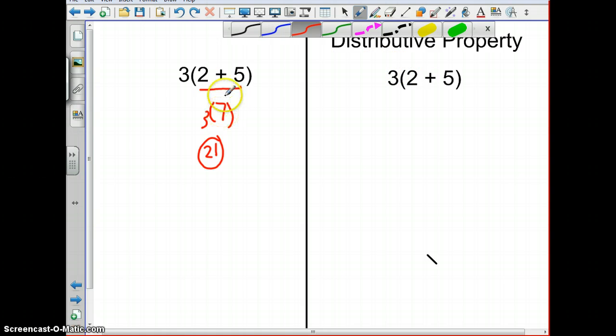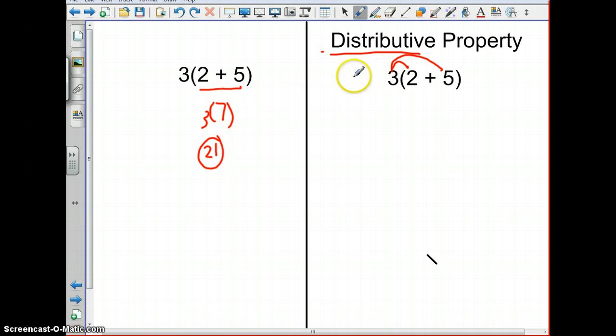Here we added. We did parentheses, then we multiplied. You can actually multiply first and then add. But you've got to do what we call distributing. You've got to distribute. Now, does anyone know what distribute just means in general? Like if I had a stack of papers and I was going to distribute them, I'd be handing them out. Well, distributive property is when you take this 3 and you sort of pass it out to both of these numbers.